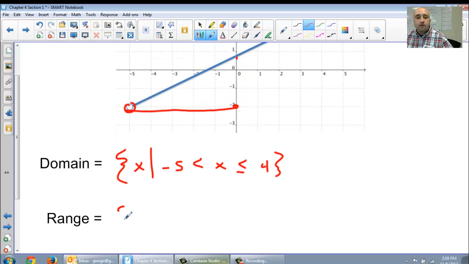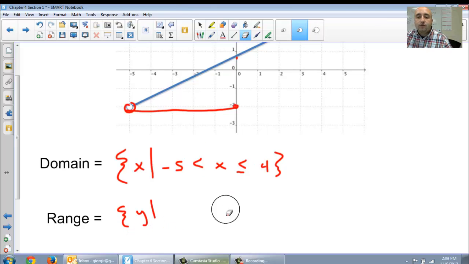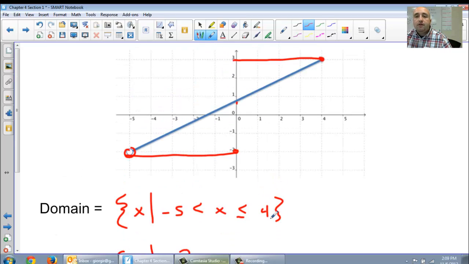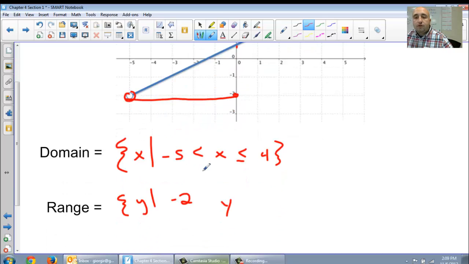So just like this one, but instead of x, we're talking about y. So the y is between what two numbers? -2, and what was the top number? Top number was 3. So it's between -2 and 3. So I'm going to put a 3 down here. I'm going to close my set.